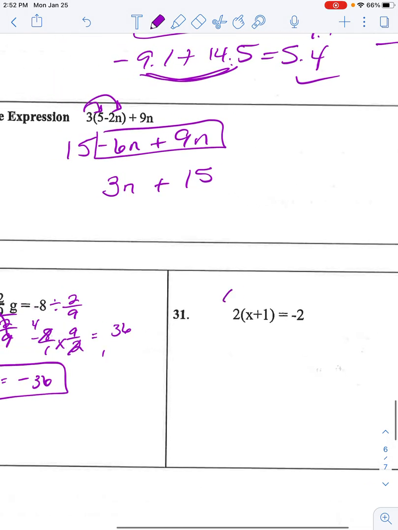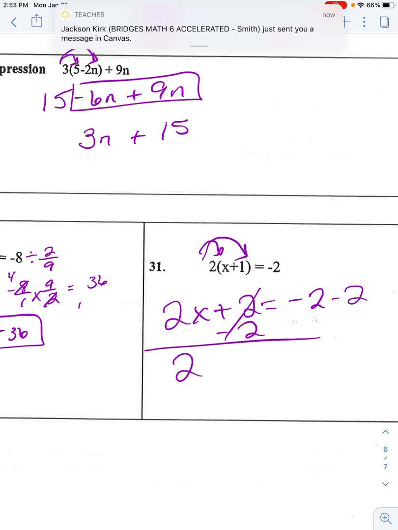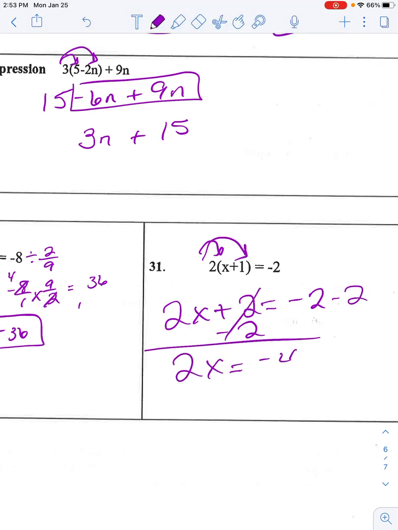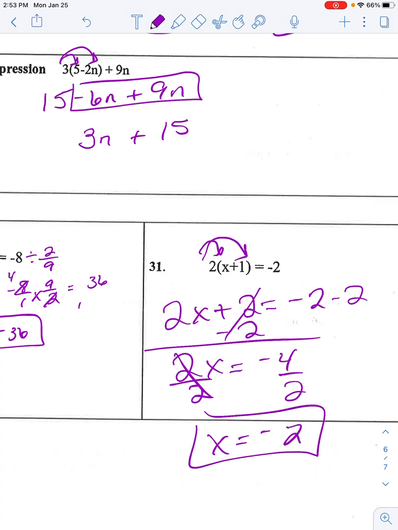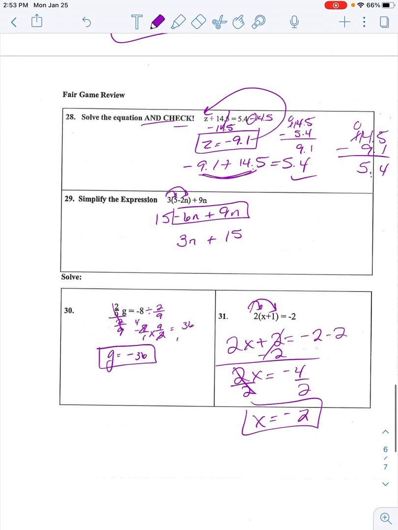And 31, we need to distribute 2x plus 2 equals a negative 2. And then we can subtract 2 from both sides to get that 2x by itself. Same sign, find the sum, lots of negatives. That gives us a negative 4, and divide by 2. Positive and a negative is a negative answer. So I have x is equal to a negative 2.